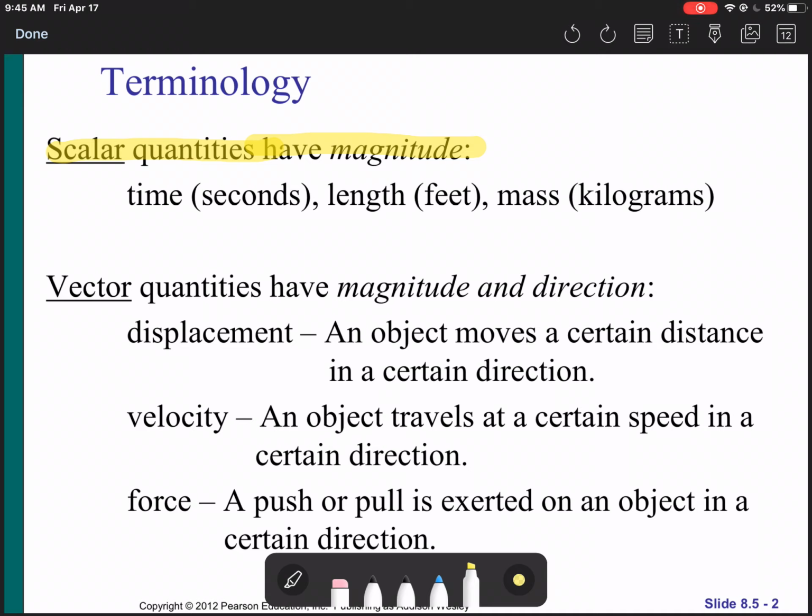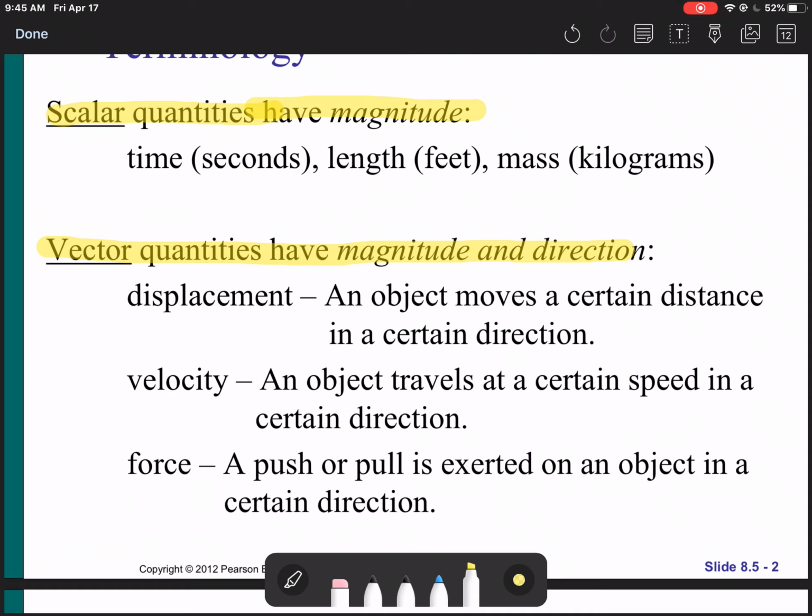As opposed to a vector quantity, which has magnitude, but also has direction. So what we call like displacement. An object moves a certain distance in a certain direction, right? Velocity. An object travels at a certain speed in a certain direction, right? We tend to think of speed and velocity as the same thing. Not exactly, right? Speed would be something like maybe I'm traveling at 60 miles per hour. That's my speed. Throw a direction component to that. Say, okay, we're traveling 60 miles per hour west. That would be our velocity, right? So there's also a direction involved.